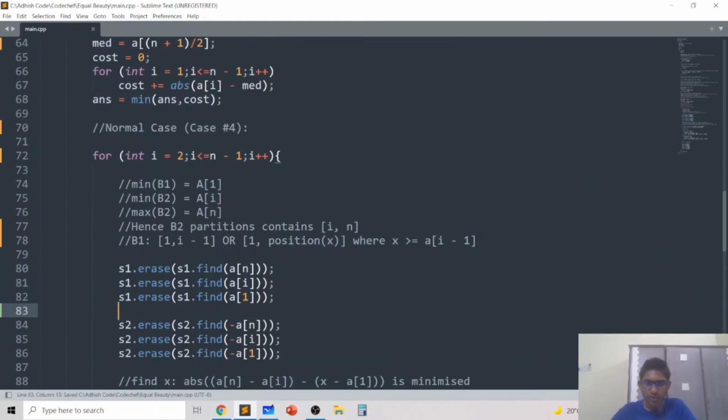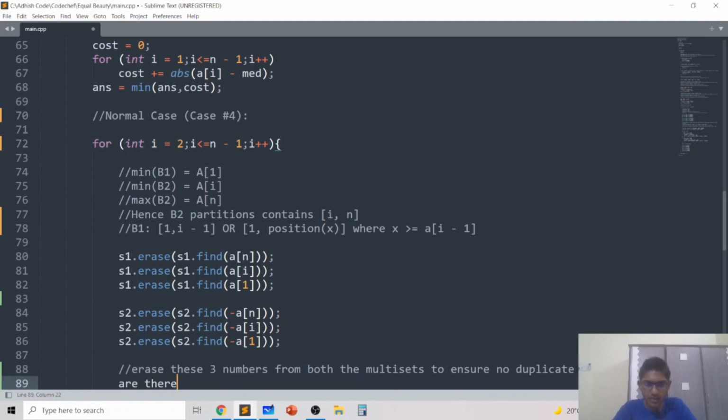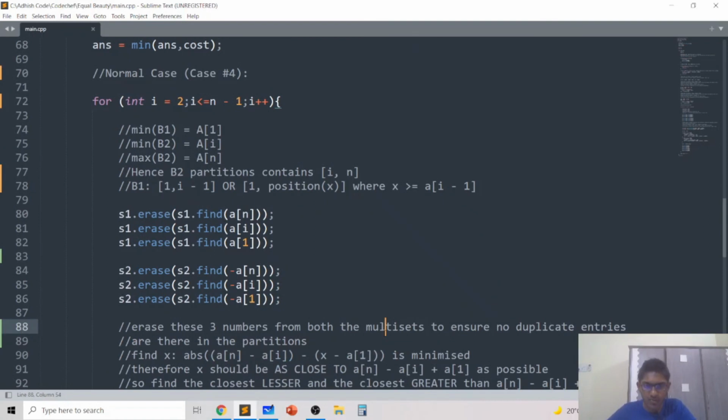So before that, we need to ensure that we erase an, a1 and ai from both the multisets. Erase these three numbers from both the multisets, to ensure no duplicate entries are there in the partitions, and basically we need to ensure that the position of x is not 1 or i or n. That's why we erase these three numbers from the two multisets.